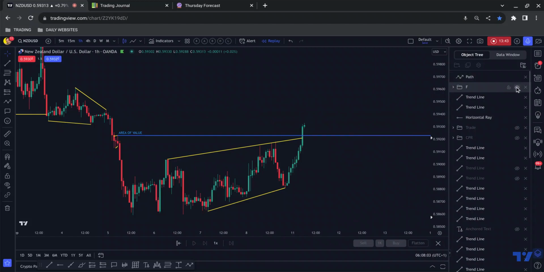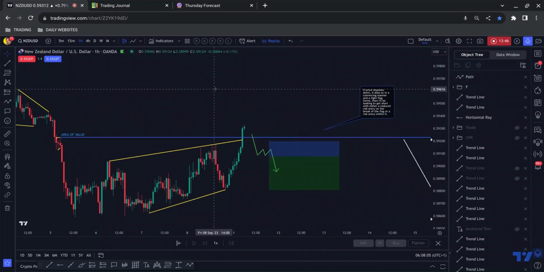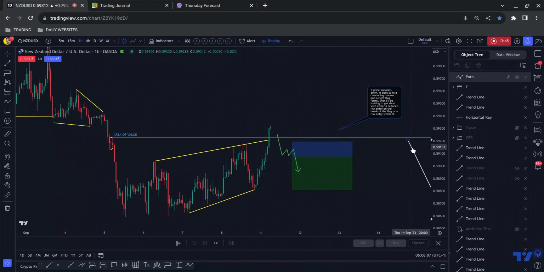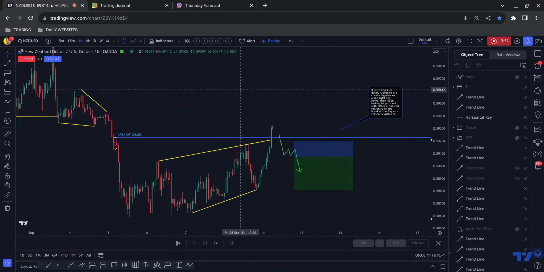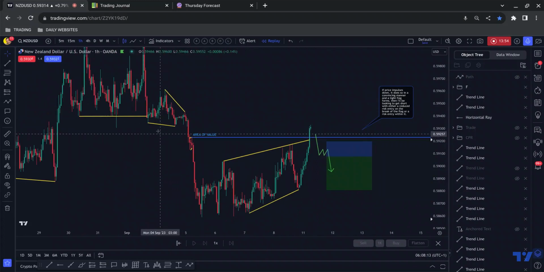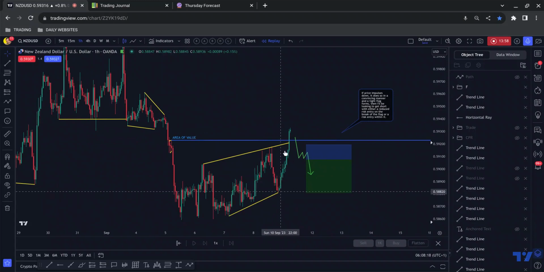But anyway, I'm going to go into what I'm going to be looking for today from this pair. You can see we've pushed a little bit higher. We may be tapping into the back end of this structure, but if we push down, you can see there's a lot of momentum in this move.